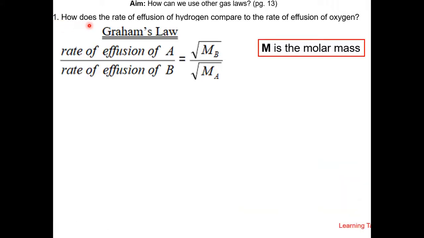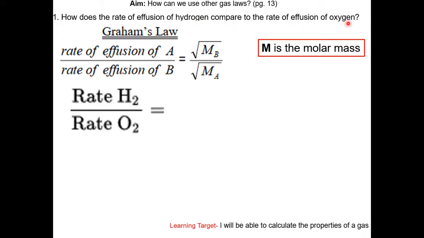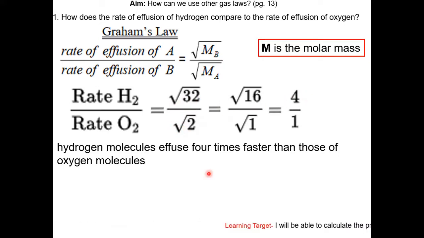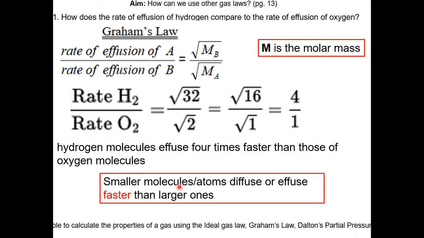Question 1. How does the rate of effusion of hydrogen compare to the rate of effusion of oxygen? A will be hydrogen and B will be oxygen. We have to look up the molar mass of H2 and O2. O2 is 32 and H2 is 2. We plug into the equation. It will be the square root of 32 over the square root of 2, and we get 4. This means that hydrogen molecules effuse 4 times faster than oxygen molecules. Smaller molecules and atoms will diffuse or effuse faster than larger ones.